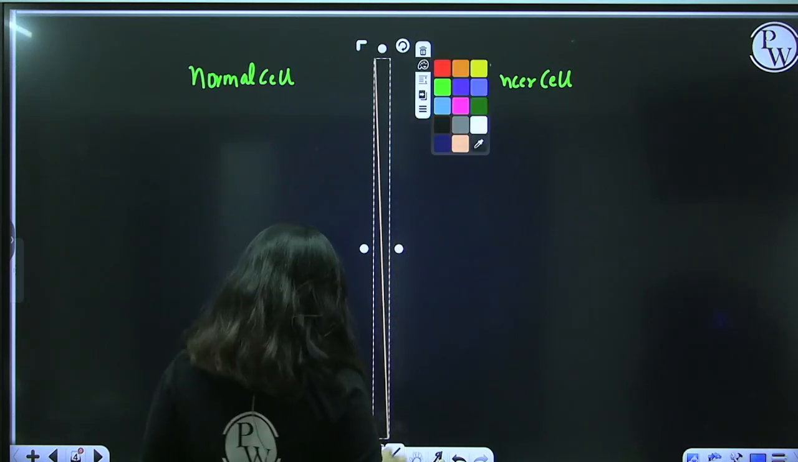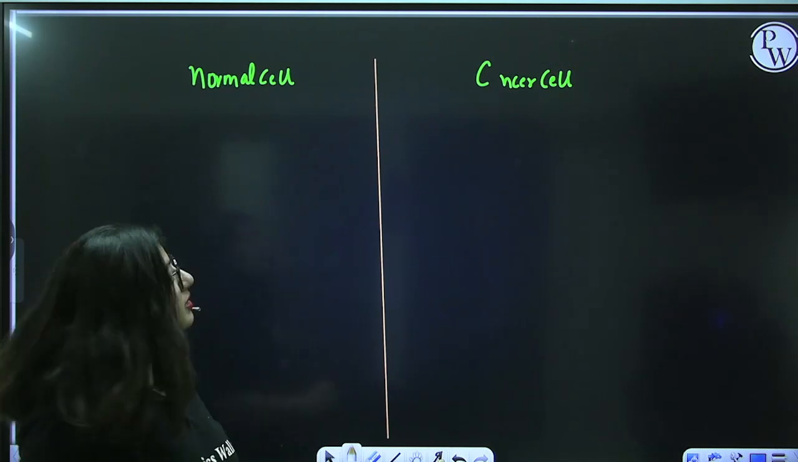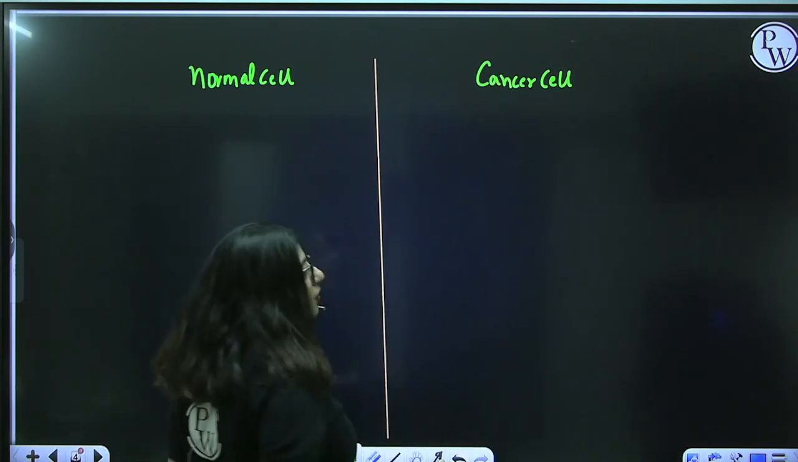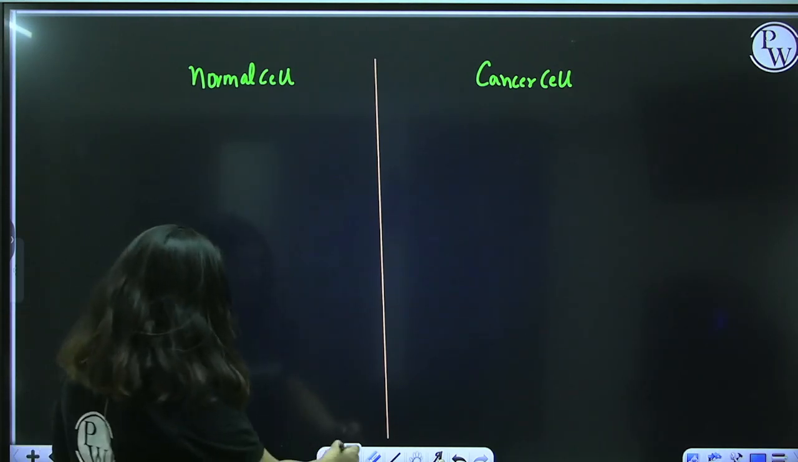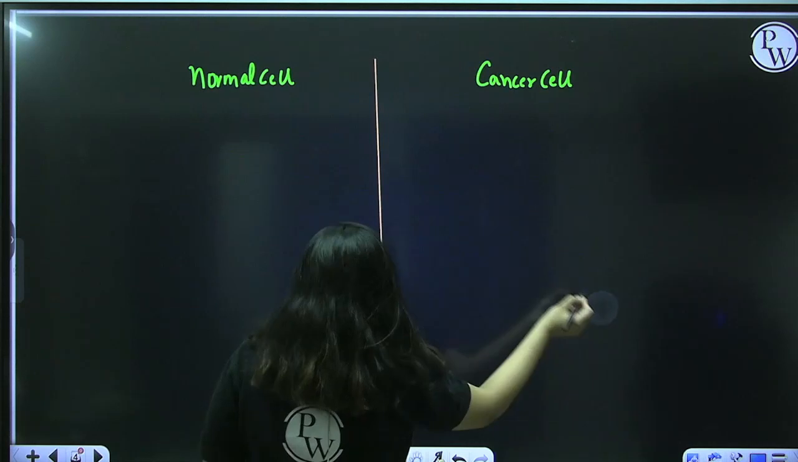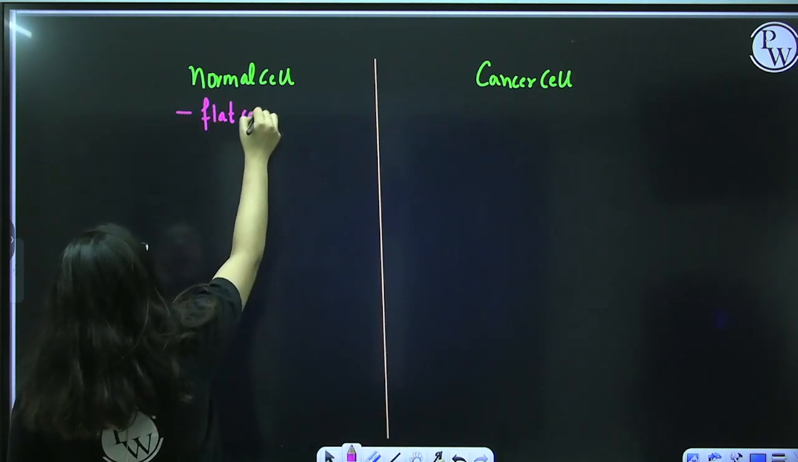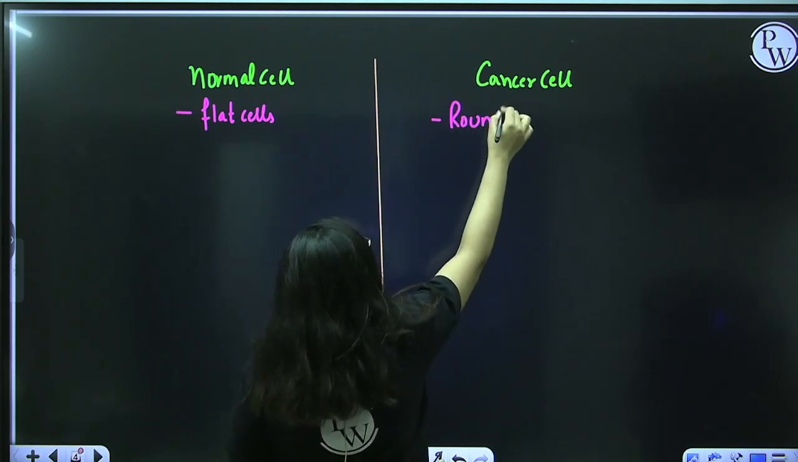Alright. So first of all, it's in the shape. The first thing that you can recognize, which cell is a cancer cell and which cell is a normal cell, is based on their shape. Whenever you see normal cells of your body, usually they are flat cells. And these cells, they are completely rounder in shape.